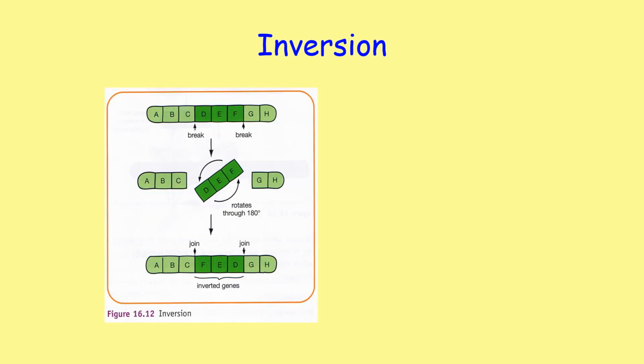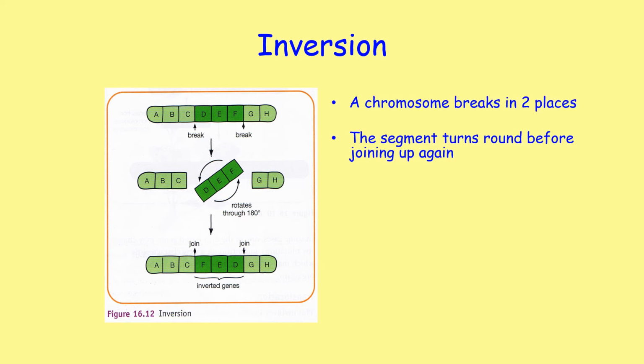That section of the chromosome at the top where we have the genes D and F is breaking out, and then the D and F are being reversed and then stuck back into the chromosome. So we've got a whole section of genes here that have been reversed. So the chromosome is breaking in two places. The segment is rotating around before joining up again.